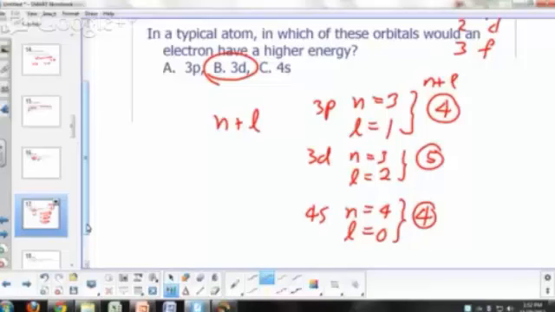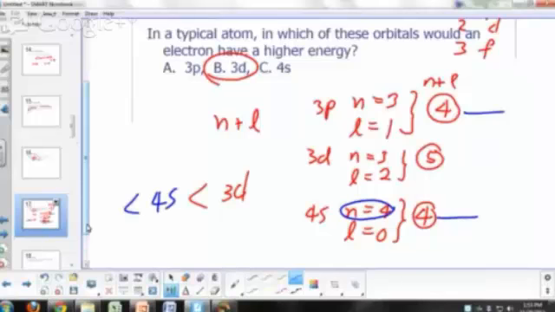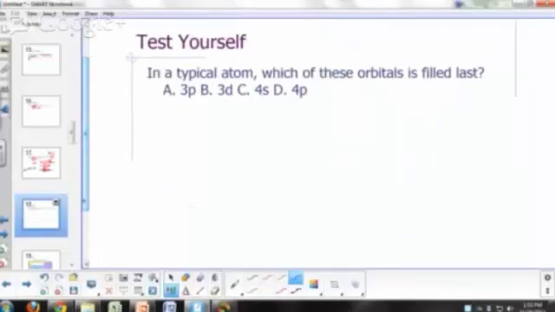So in what order would you fill these? If you were to try to go for the ground configuration of an atom, what order would you typically fill these orbitals? All right, so we know 3d has the highest energy. You have a tie here between 3p and 4s. Which one would have a higher energy? The one with the larger n has a higher energy. So 4s, and then 3p. So if you remember the order that you construct your electron configurations, you do 3p and then 4s and then 3d. So in a typical atom, which of these is filled last? Ground state.